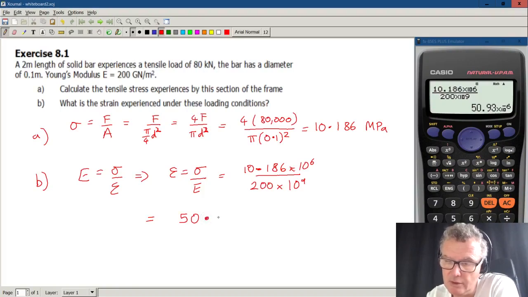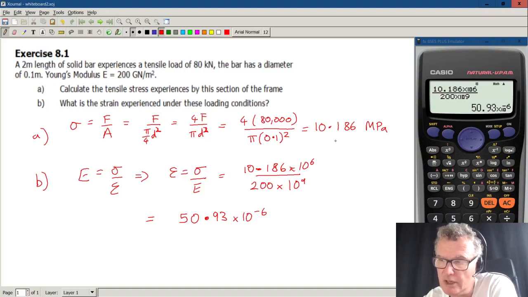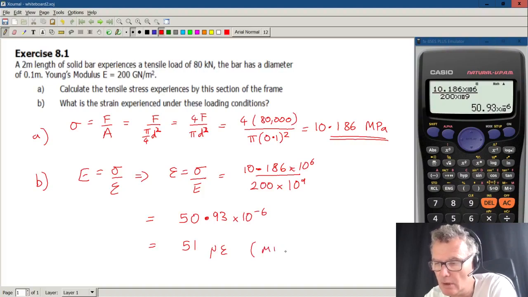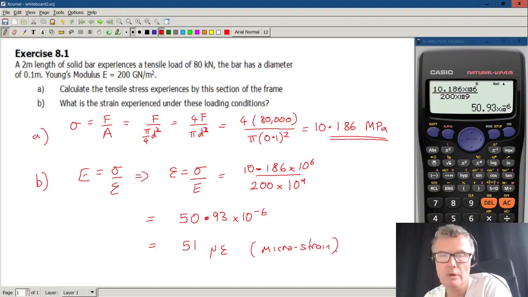I'll write out the answer first. 50.93 times 10 to the minus 6, which I should have really done here, I suppose. And then let's change this to micro. So to the nearest micro, 51 microstrain. So mu epsilon means microstrain, sorry, not micron. Okay, so that's the solution for 8.1.